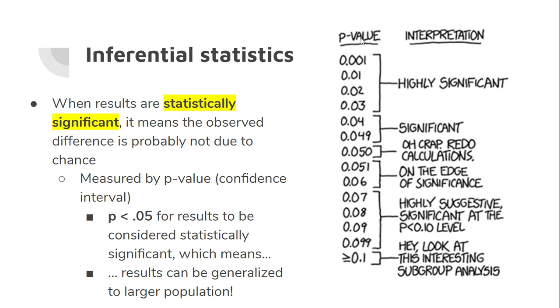So you want to get a p-value less than 0.05. Anything else, it's really not going to be significant, and it means that the study wasn't done appropriately or didn't find any significance. They're not related. So p-value less than 0.05, looking for statistical significance, meaning that it's not due to chance.